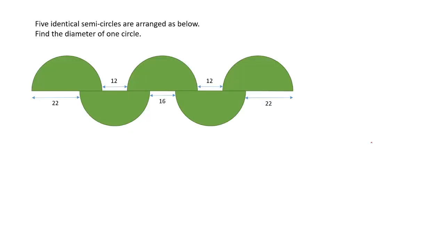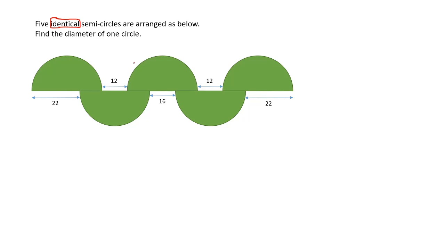Five identical semicircles are arranged as below. Find the diameter of one circle. Very important, as we read the question, we want to highlight the information. It's drawn for you, five, but the key word here is identical. Identical means they're all the same. So all the diameters are the same. Once you have that, this question will be very easy to solve. Let me illustrate to you how easy it is.